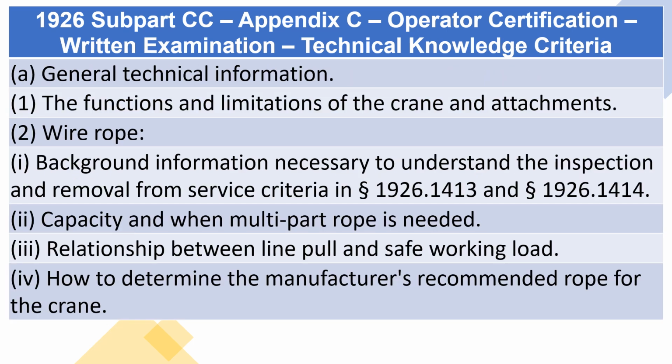A. General technical information. 1. The functions and limitations of the crane and attachments. 2. Wire rope. 1 through 4. Background information necessary to understand the inspection and removal from service criteria in Section 1926.1413 and Section 1926.1414. Capacity and when multi-part rope is needed. Relationship between line pull and safe working load. How to determine the manufacturer's recommended rope for the crane.